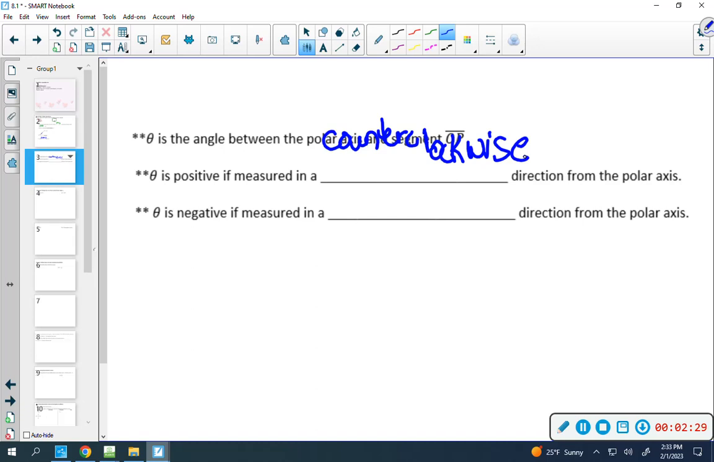But anyway, okay. Counterclockwise direction from the polar axis. If you have a negative angle, you go clockwise.